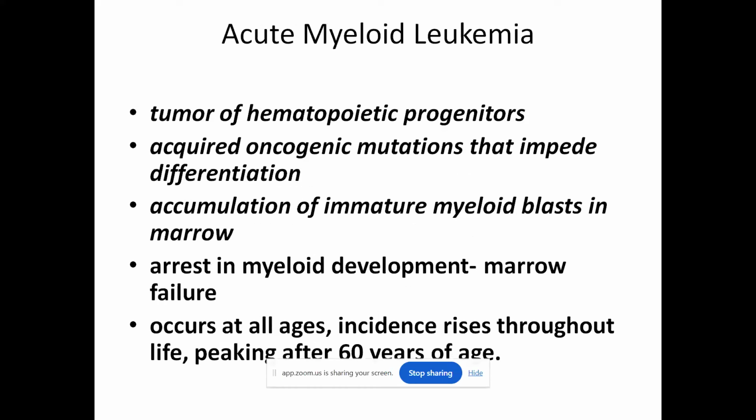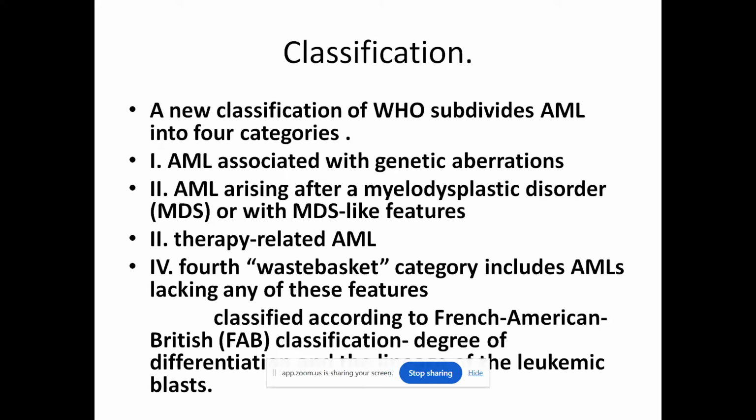Coming to acute myeloid leukemia, it is a tumor of the hematopoietic progenitors due to acquired oncogenic mutations which impair the differentiation of the myeloid cells. There will be a larger amount of immature myeloid blasts. So there will not be maturation, differentiation will not be there. So there will be more immature myeloblasts in the marrow. It produces marrow failure. The common age group is around 60 years of age.